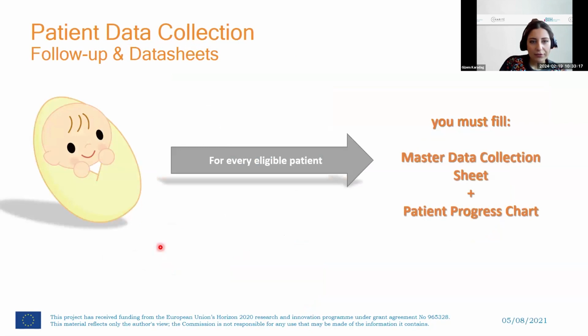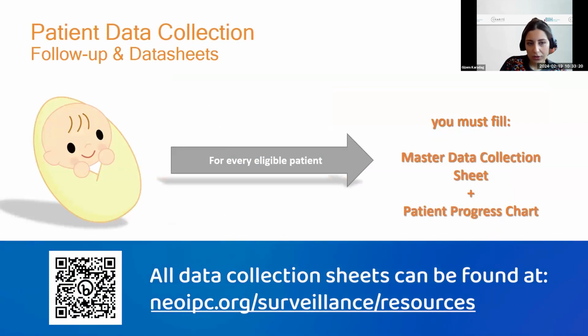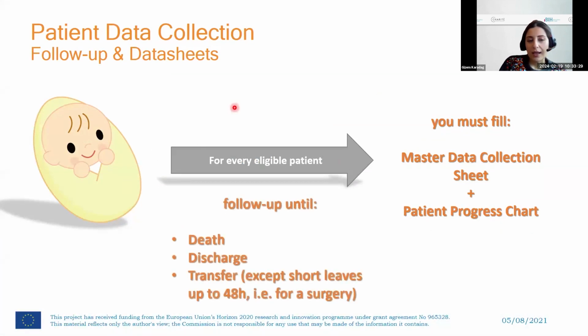So now you have your eligible patients, you enrolled them into the system, and you should follow up the patients for surveillance purposes. So the question is how long you should follow up these patients. The follow-up period for NeoIPC is from enrollment until death, discharge, or transfer. Leaves longer than 48 hours cannot be ignored, so you should discharge and re-enroll the patient if the patient is again admitted. Short leaves can be ignored and you can keep on collecting data.